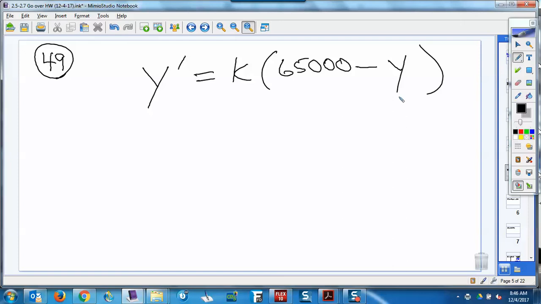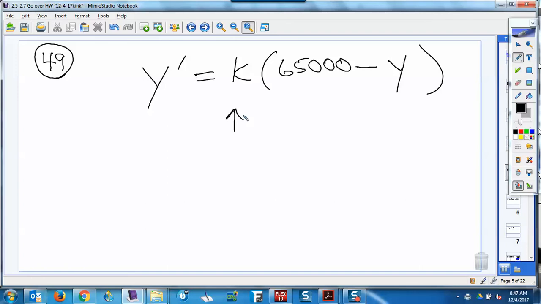Now, let's talk about this. Is K positive or negative? Well, let's start with Y. Is Y positive or negative? It's the amount we've raised, so it's positive, right? Y is positive. Is 65,000 minus Y positive or negative? Positive. It's 65,000, how much we want to raise, so Y's got to be small. Okay? So this is positive.